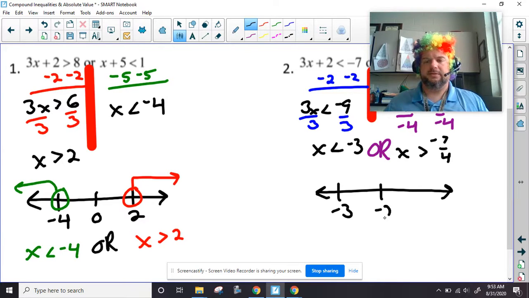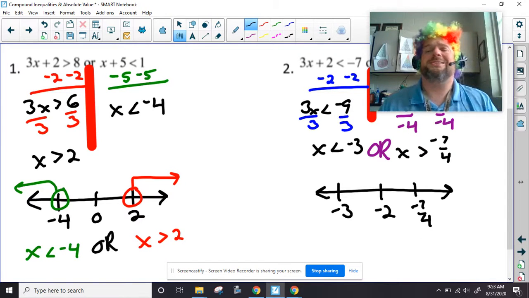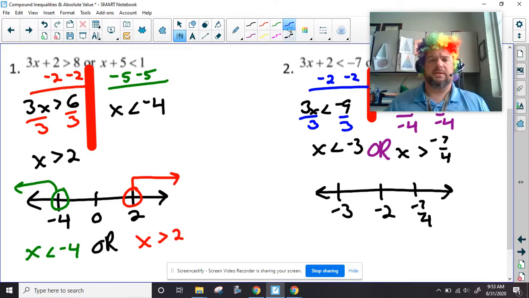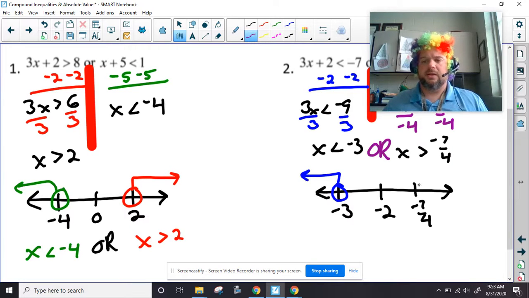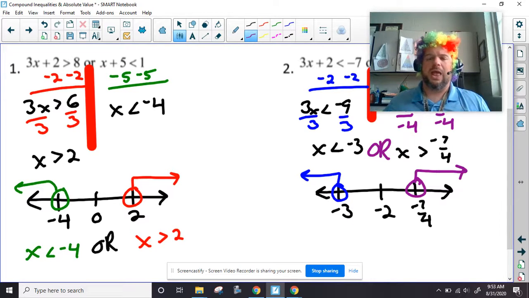But if I was graphing this, which I am, -3, I'm going to put -2 right here. And I'm going to say that this is -7/4, because it doesn't matter how close it is if I say that's what it is. That's kind of how it works on graphs. Open circle.